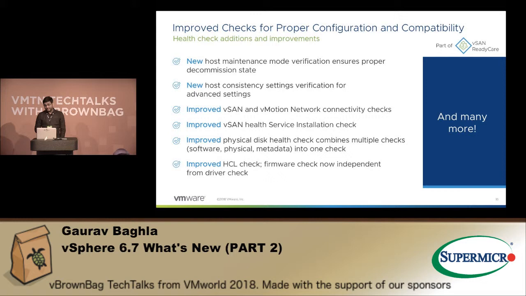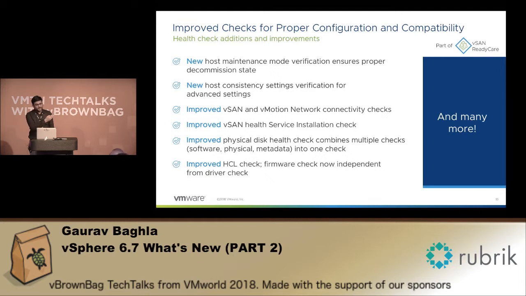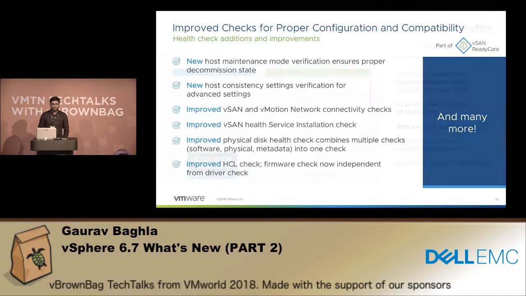And now, last portion, if you look at it, firmware checks are now independent from driver checks, because we have that HCL. If you go to the HCL, it gives you a driver version, then it gives you a different firmware version. So we kind of fixed that in 6.7. And there are other connectivity related improvements as well, vMotion and vSAN network connectivity improvements.